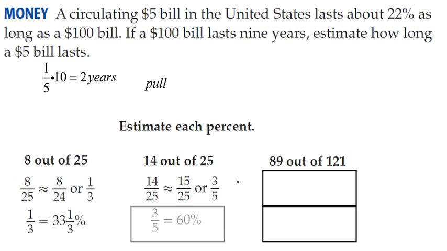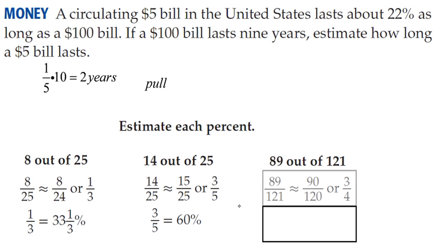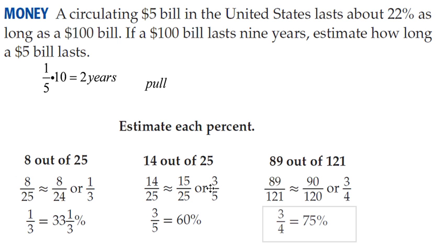You kind of get the idea how we're working on these. 89 out of 121. Well, 89 is pretty close to 90, and 121 is close to 120. So that would be like 9/12 if we divided by 10, and 9/12 could be reduced to 3/4. And as a percent, that would give us 75%. All right, so that's how you find estimating percents.